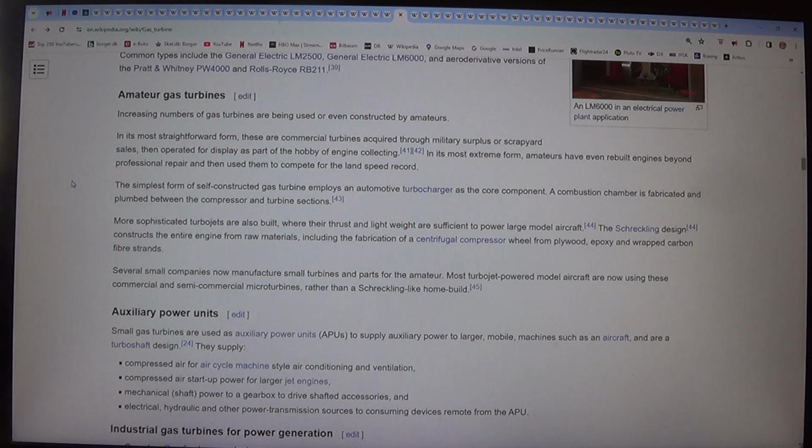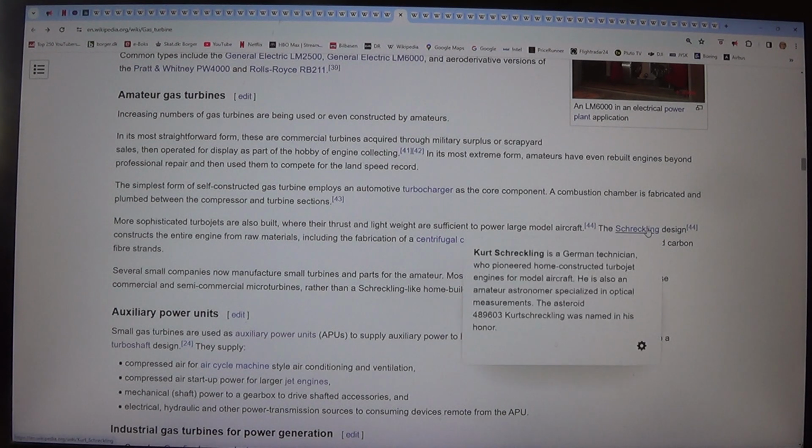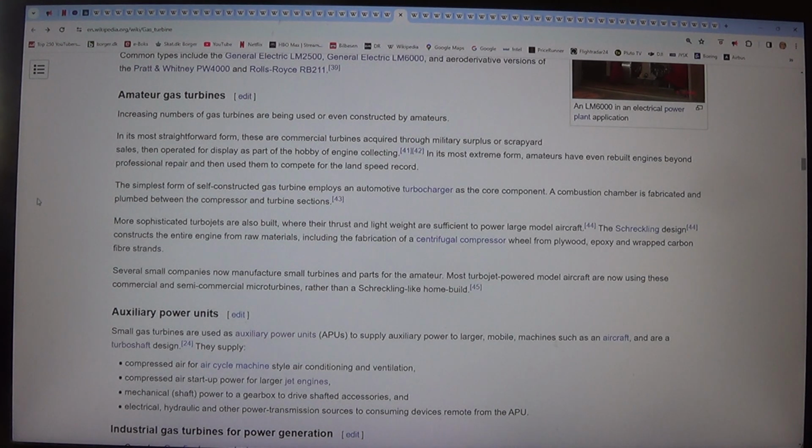A combustion chamber is fabricated and plumbed between the compressor and turbine sections. More sophisticated turbojets are also built, where their thrust and light weight are sufficient to power large model aircraft. The Schreckling design constructs the entire engine from raw materials, including the fabrication of a centrifugal compressor wheel from plywood, epoxy and wrapped carbon fiber strands. Several small companies now manufacture small turbines and parts for the amateur. Most turbojet-powered model aircraft are now using these commercial and semi-commercial microturbines, rather than a Schreckling-like home build.